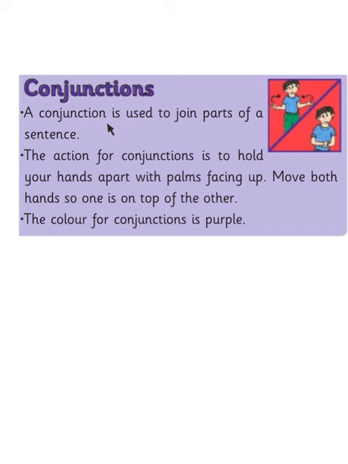Conjunctions. A conjunction is used to join parts of a sentence. The action for conjunctions is to hold your hands apart with palms facing up. Move both hands so one is on top of the other. The color for conjunctions is purple. And let's see some of the examples: and, but, because, so, or, and some more.